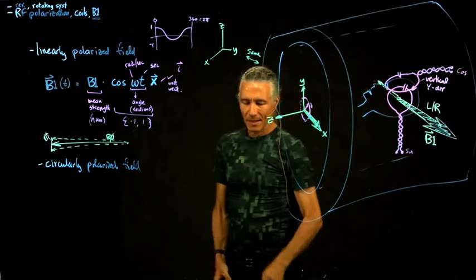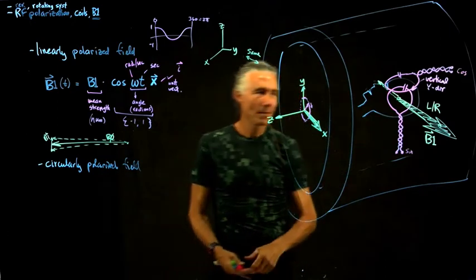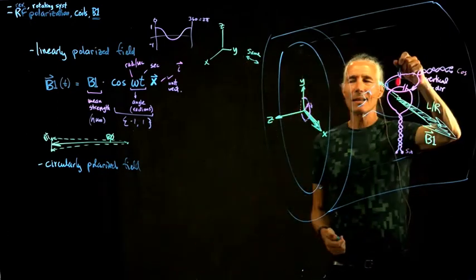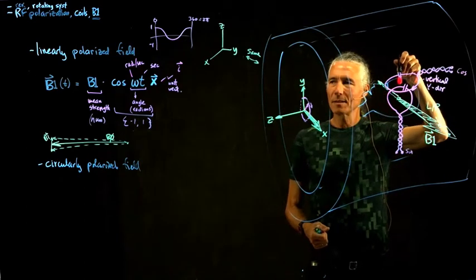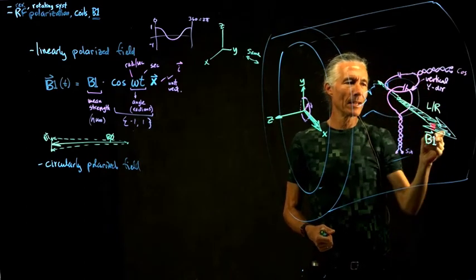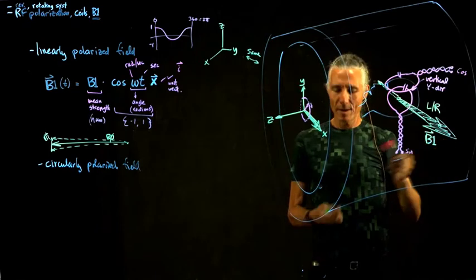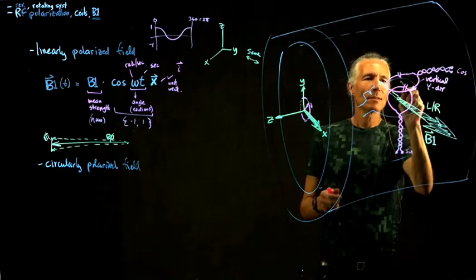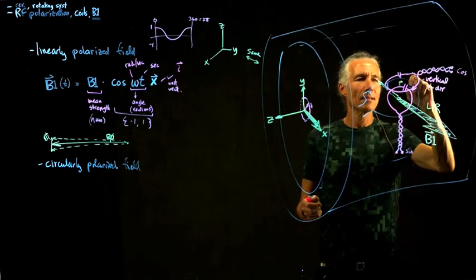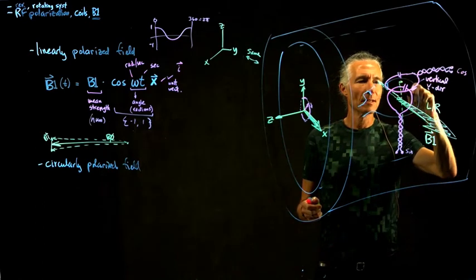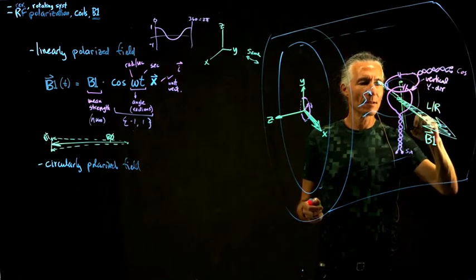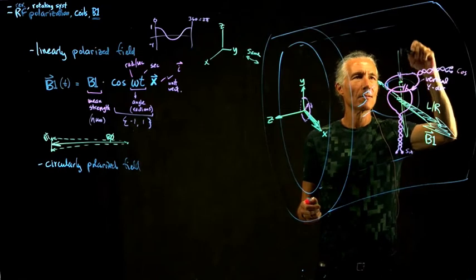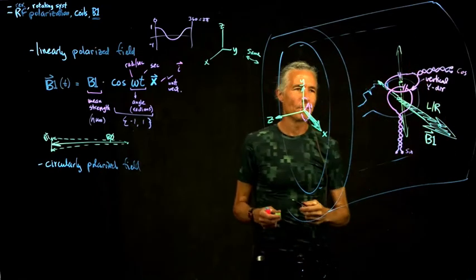Then we would get a circularly polarized field. And so how does that work? So this coil is going to make a magnetic field that's going perpendicular to the one I drew here. So this coil is going to make one that's going this way. It's going up and down. So it's going to go up and down through the head.